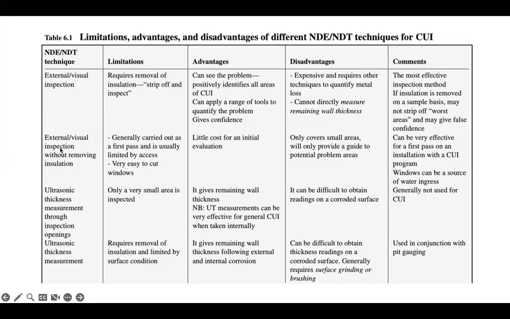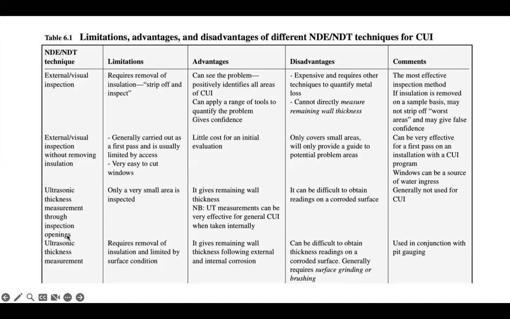And what about visual inspection without removing insulation? The limitation: it is generally carried out as a first pass and is usually limited by access. It is very easy to cut windows. Advantages: little cost for an initial evaluation. Disadvantages: it only covers a small area, and will only provide a guide to potential problem areas.